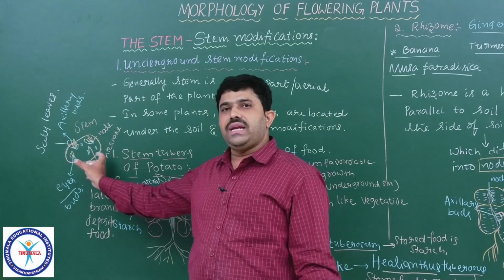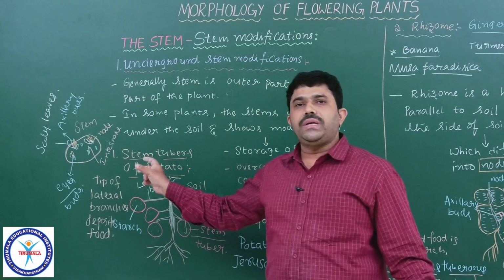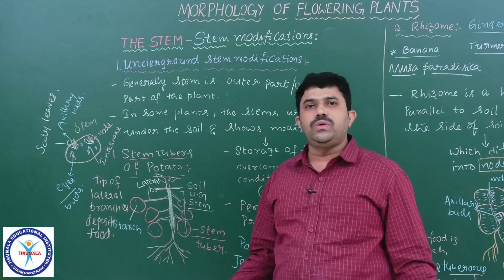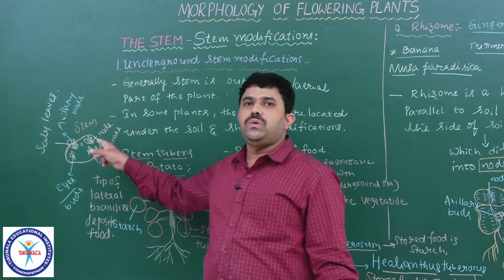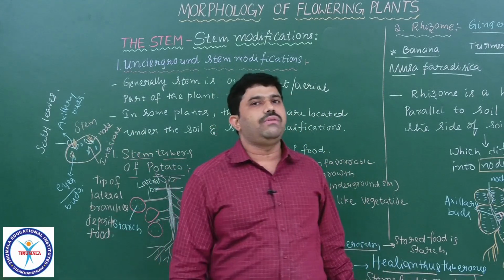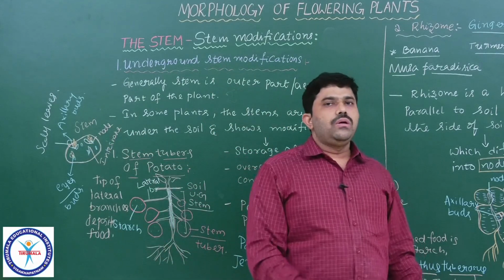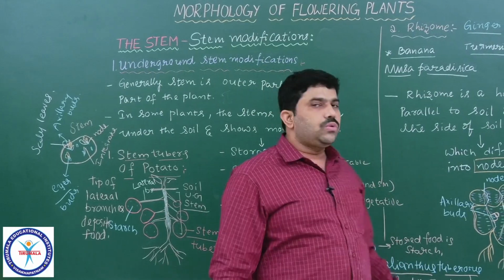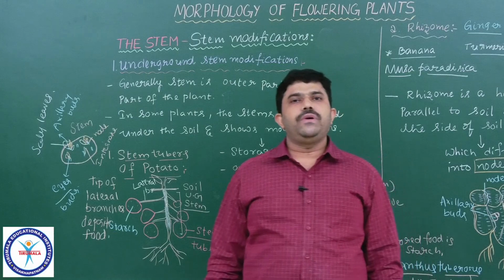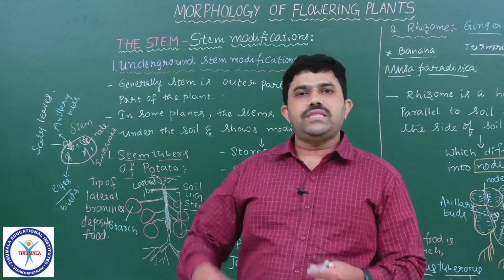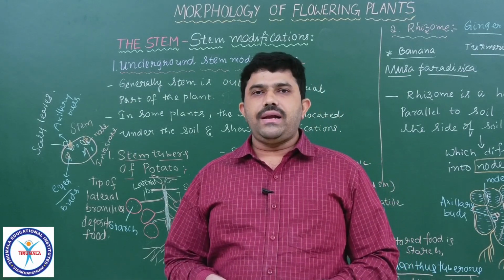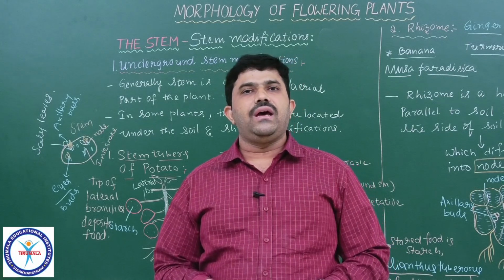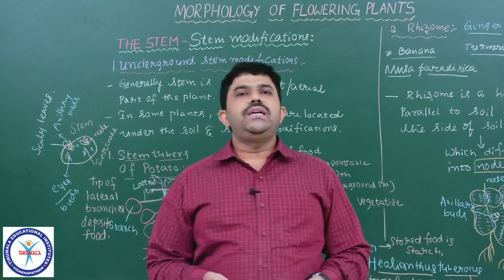So finally we understand that this structure is not a root, because if it were a root we would not observe any nodes and internodes. It is a stem, that's why nodes, internodes and axillary buds also develop on structures like stem tubers, like potato. Understood? So these two are very good types of underground stem modifications. Next we go for two more underground stem modifications, corms and bulbs.